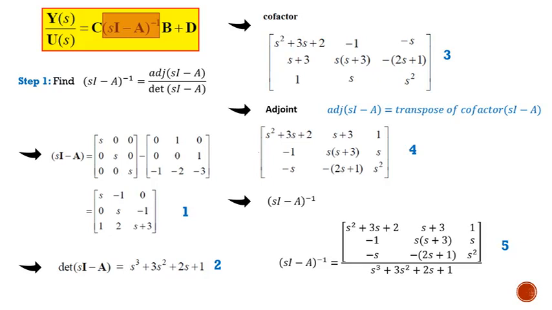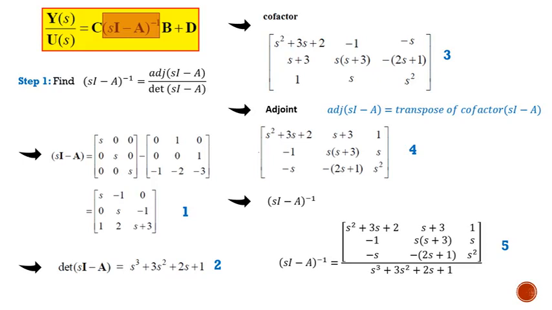Firstly, find the (sI minus A) matrix as shown in equation 1. Secondly, find the determinant of (sI minus A), you should get equation 2. Next, we need to find the cofactor of (sI minus A), you should get equation 3.